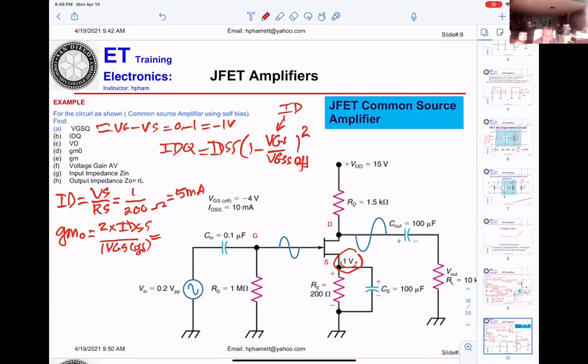So that's why you can do either way. They're still okay. And now you can calculate your GM0, GM, voltage gain, and the other things will be input impedance, output impedance, and also the V out. So we will continue on Wednesday. Now I have to stop here, okay? And make sure everyone downloads the report for the quiz today.